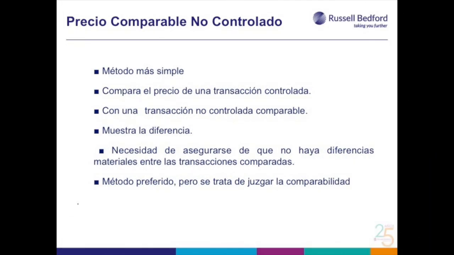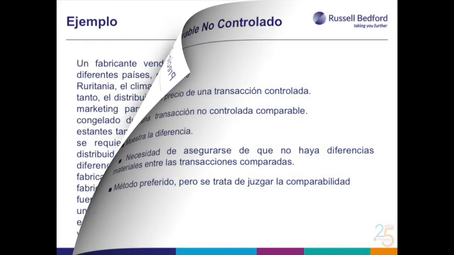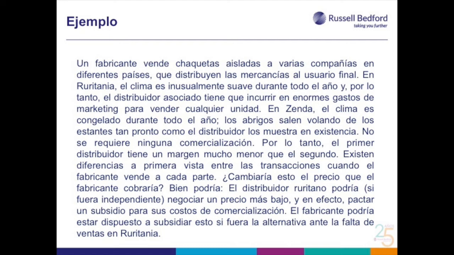So the comparable uncontrolled price, or CUP, is the simplest method, which effectively compares the price of a controlled transaction with a comparable uncontrolled transaction and looks at the difference. As we have already highlighted, you need to make sure that there are no material differences between compared transactions. It is the preferred method, but it is all about judging comparability. And all of those things that we've already talked about: market conditions, risk, functional analysis, contractual conditions, in complex transactions will often mean that it is impossible to be comfortable that there is a comparable uncontrolled price out there. And this example, apologies for it being slightly long-winded, gives a very good analysis of those differences.